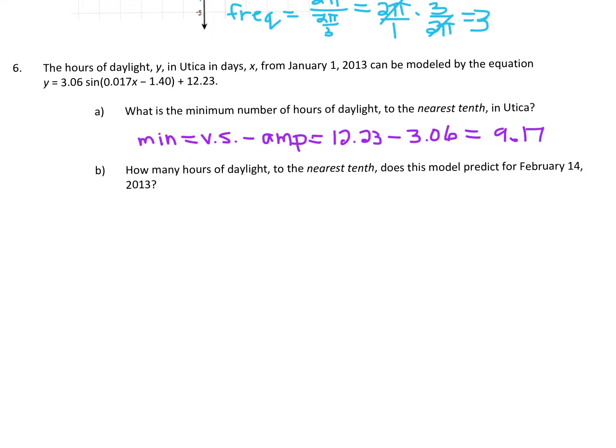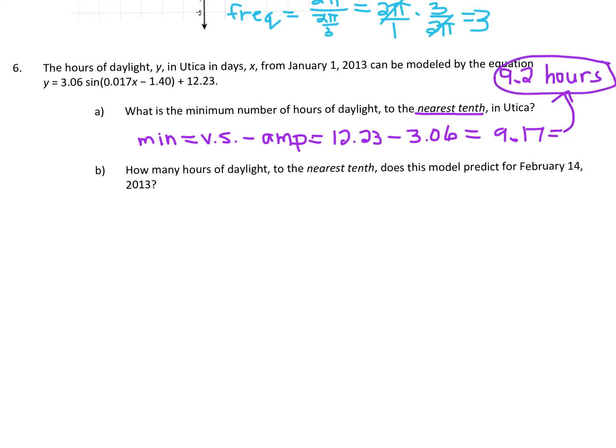Okay, so now they want it to the nearest tenth. So to the nearest tenth, I'm going to put my answer up here, since I'm a little out of room. 9.2, and the units would be hours.